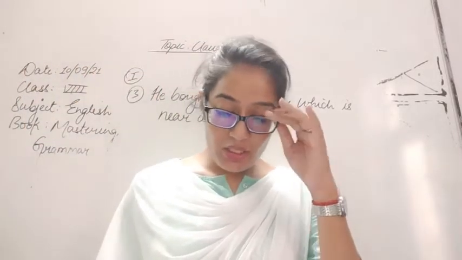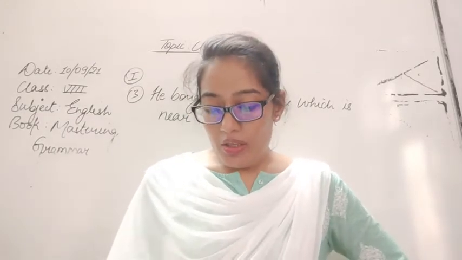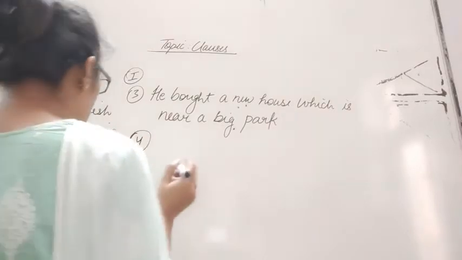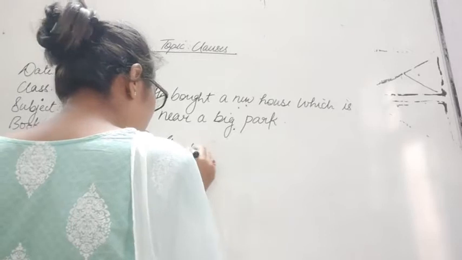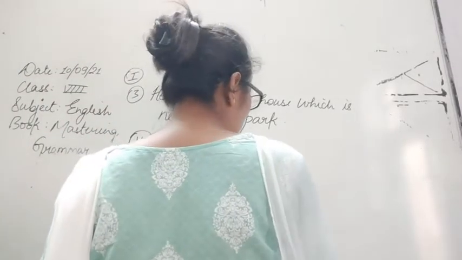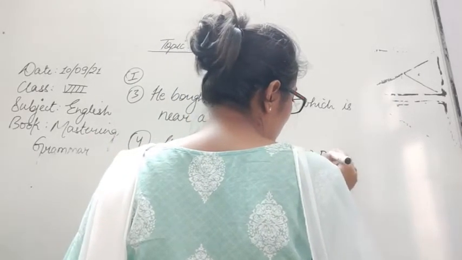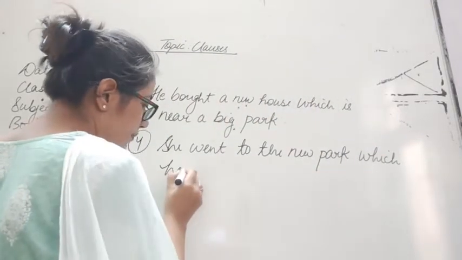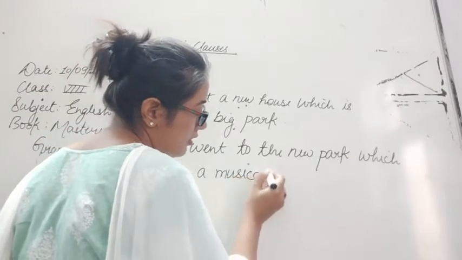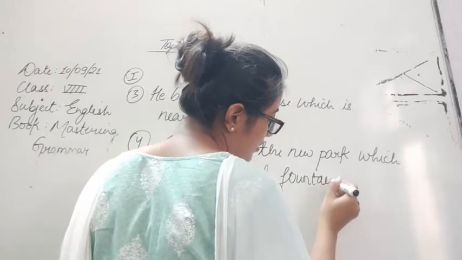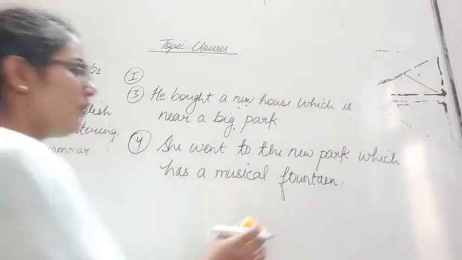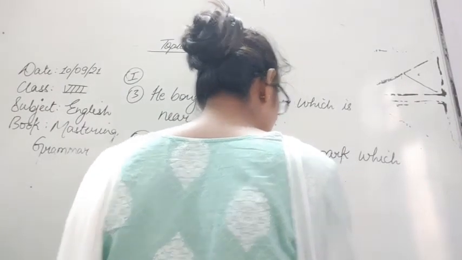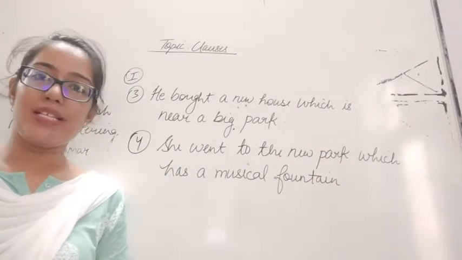And the last sentence from this particular chapter, last exercise: she went to the new park. It has a musical fountain. So the sentence would be: she went to the new park which has a musical fountain. Okay, which has a musical fountain. Am I clear? She went to the new park which has a musical fountain.